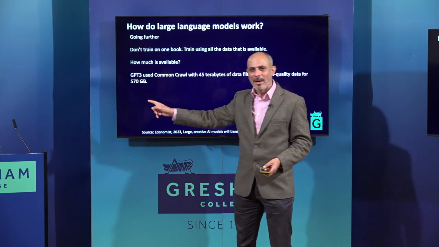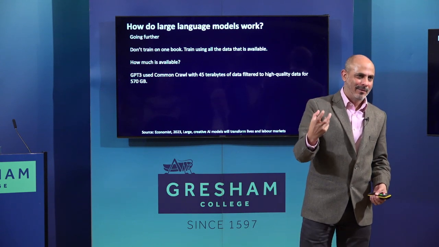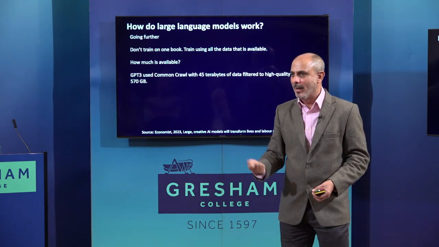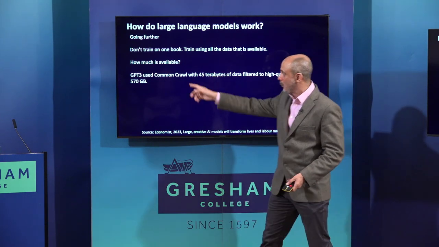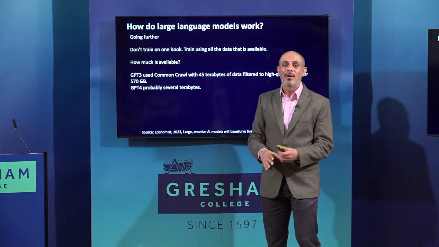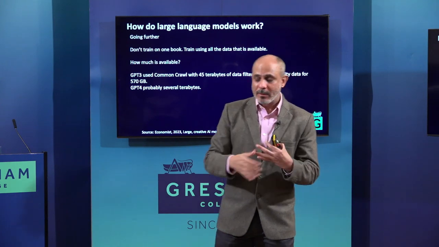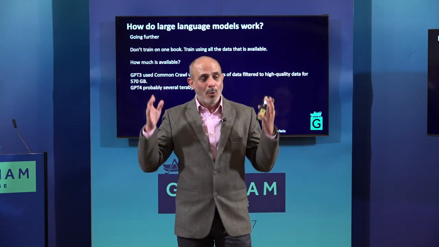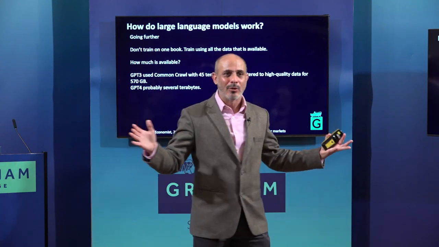570 gigabytes is what I can hold on my USB stick, right? I mean, I have a terabyte of data on that. I can keep this in my pocket. That's the entirety of the data used for ChatGPT 3. We don't know how much ChatGPT 4 is, but the suspicion is probably several terabytes of data. But a terabyte of data is almost every book in the British Library, every book you can see.